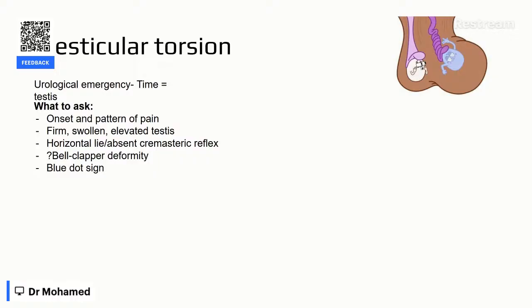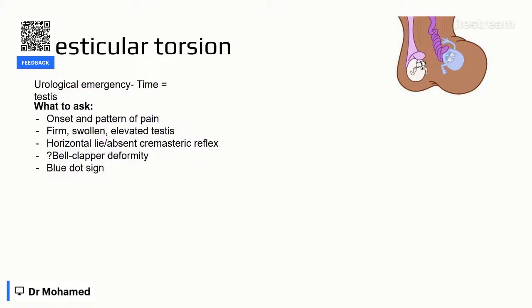So in terms of what you would ask about in your history, it's important to get an idea of the onset and the pattern of the pain. So, was it sudden onset or was it a slow onset? Sudden onset will send you more down the torsion route. And often they will be in quite excruciating pain at the time of presentation.